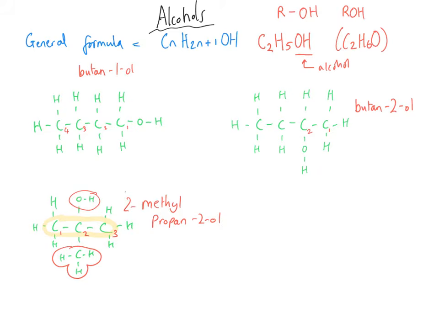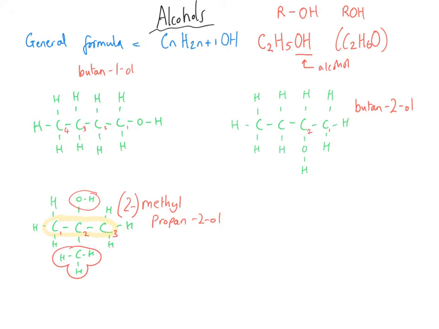If this was an exam question, you would see that written in brackets like that, because the 2-methyl is actually unnecessary. The methyl group couldn't be on any other position, because if it was on position number 1, it wouldn't be propan-2-ol, it would be butan-2-ol, and that would be the same if it was on position number 3.